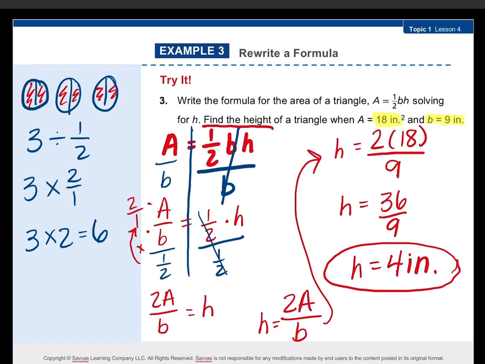4 inches is my height. So a lot of stuff in that one, plugging it in and also multiplying by the reciprocal, very important question. So take your time.